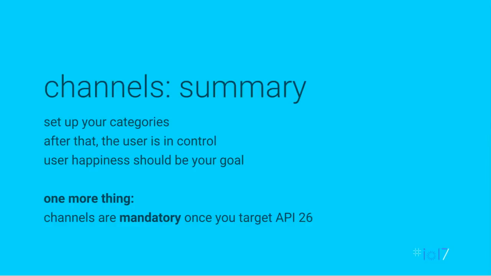One more thing that I want to mention before we go, and we only have another minute left. Channels are mandatory once you target O, specifically once you target API 26. Before API 26, you can start using these APIs and start moving your notifications over to channels piecemeal. Once you start targeting O, any notification you post that doesn't have a channel gets dropped on the floor. I shouldn't have done that with the clicker. A notification gets dropped. It never shows up for the user. So this is definitely something that you have a limited amount of time to move everything over.